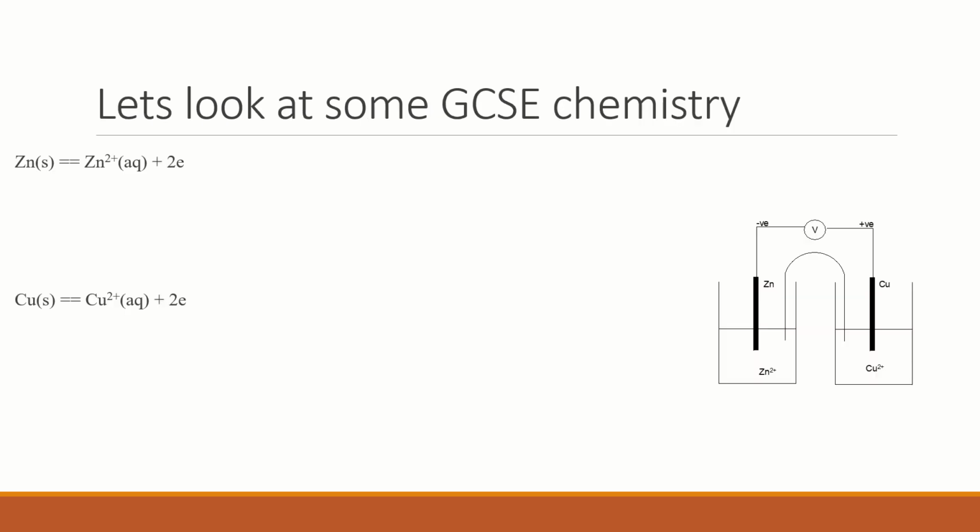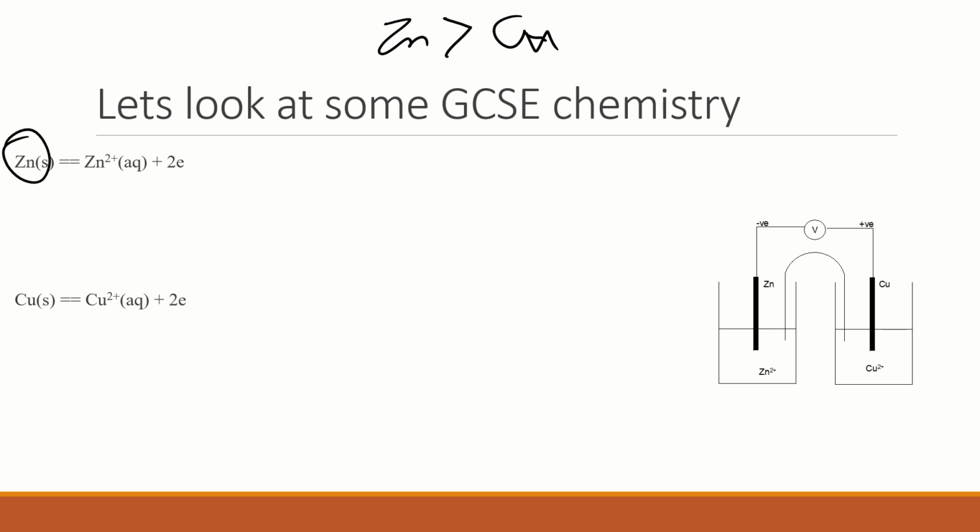So let's have a little look back at some GCSE stuff just to refresh us. If we look at these two equations, if you remember back to GCSE, you did the reactivity series, and you learned at GCSE that zinc had a greater reactivity than copper. Yeah, you learned that other metals were more reactive than zinc. But really, what does that actually mean?